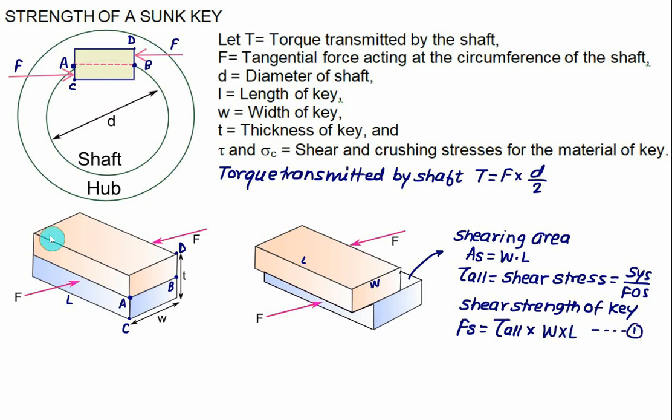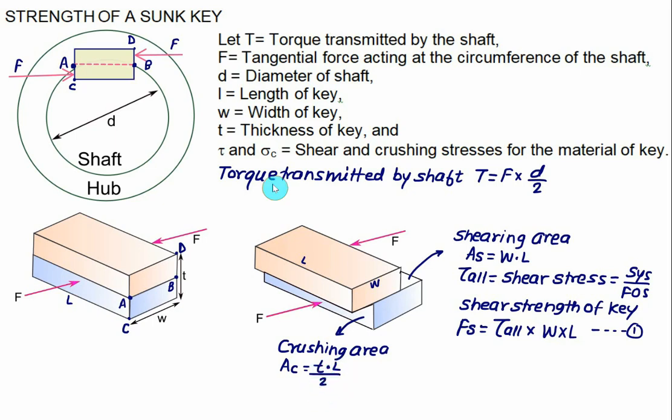When the shaft pushes the key, the lower portion will get crushed against the hub. So this area, the bottom area, is called the crushing area. We represent the crushing area as AC. This area is equal to T by 2 multiplied by length L. So we have T multiplied by L divided by 2.